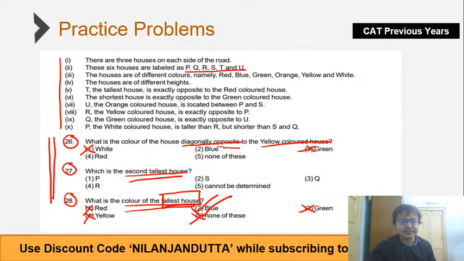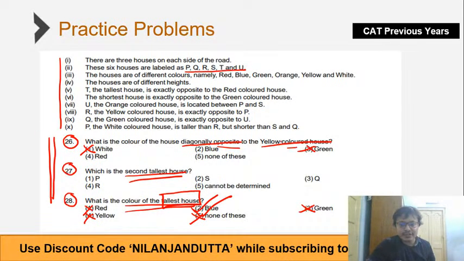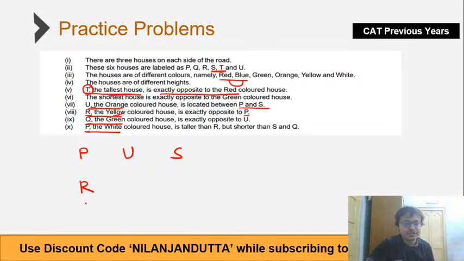The next question is diagonally opposite to the yellow colored house. Now, the yellow colored house, it says it's opposite to P. But we are talking about diagonally opposite. So, if R is here, P would be here. And it says U is located between P and S. So wherever P is there, U and S will be assigned to it. So basically when we say diagonally opposite to the yellow colored house, that is diagonally opposite to R, we are nothing but saying which of the buildings is S. So all the question is saying is which building is S.